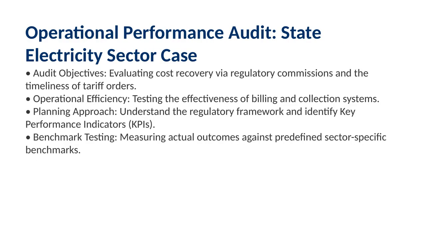Next, we have a scenario involving a state electricity distribution company. Look at the objectives. They are checking if costs are recovered via the Regulatory Commission, if tariff orders were issued timely, and if billing and collection were efficient. This is a classic example of a performance audit. It's not just about the numbers, it's about whether the operations are effective and efficient. To plan this, auditors would first understand the regulatory framework, identify key performance indicators, and then test the actual outcomes against those benchmarks.